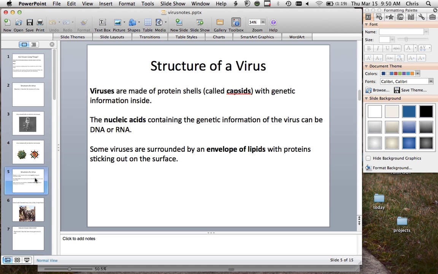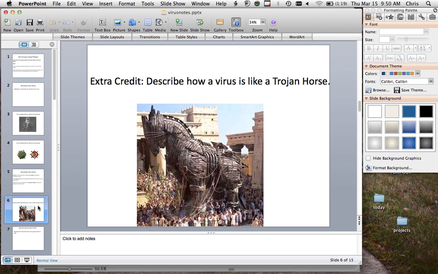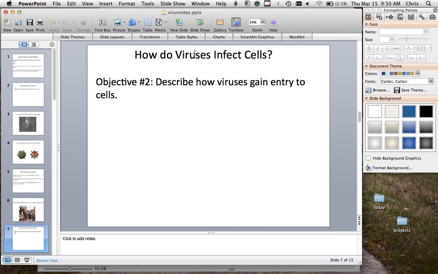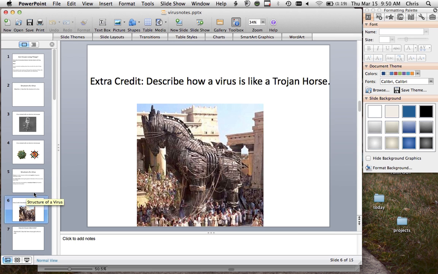And I have the structure of the virus summarized right here. I'm not going to repeat it, but you can stop the video right now and copy this stuff into your notes. The next video is going to be on how do viruses infect cells, and I'll see you then.